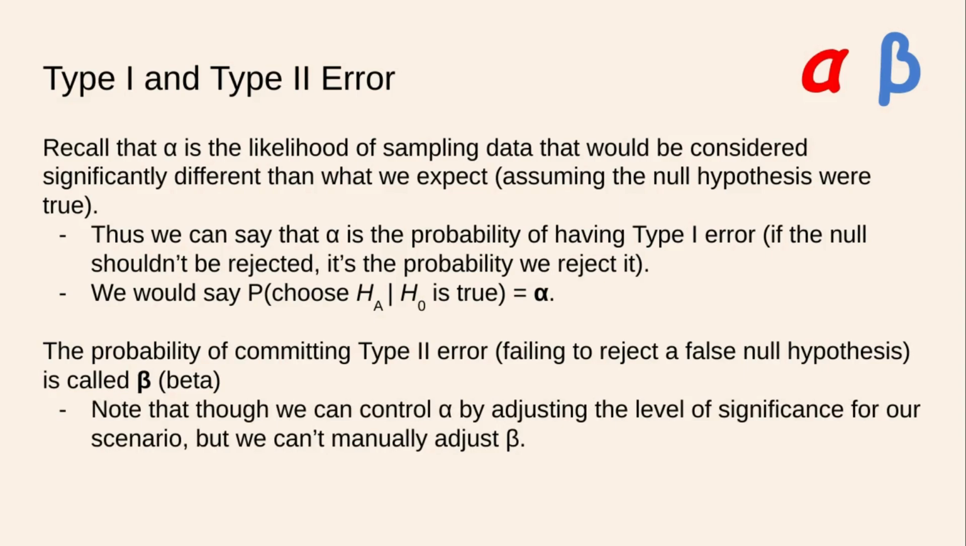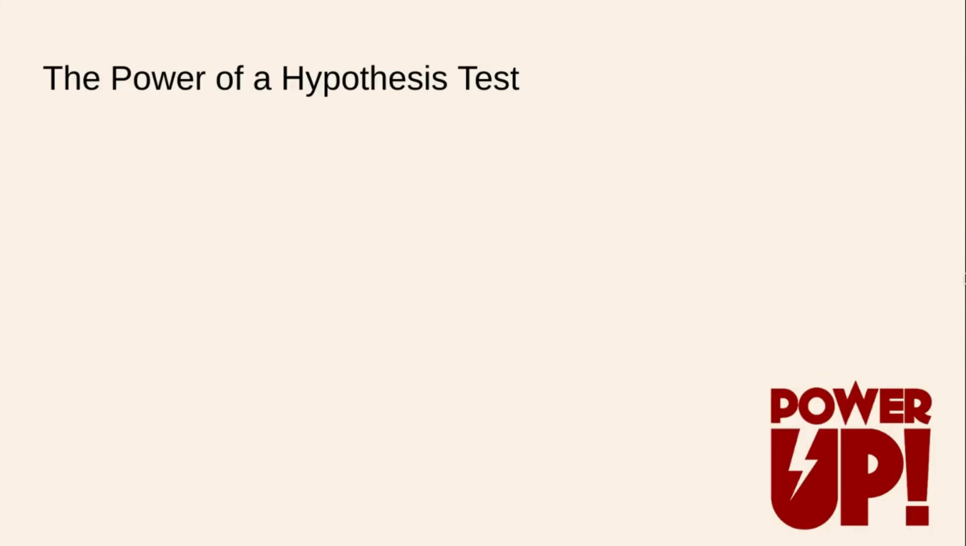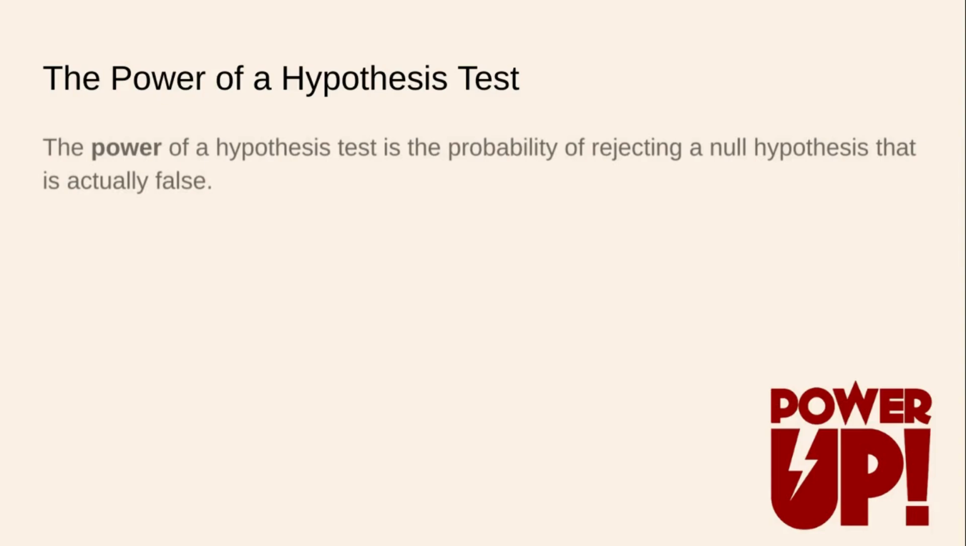And what's interesting about beta and what makes it a bit unique is that though we can control alpha by adjusting the level of significance, we cannot manually adjust beta. We can make alpha any percent we like, usually 10% or below, but we cannot manually adjust beta. But there is something else we'll learn about in this section that is directly related to beta that we can use to calculate beta. And right on cue, we have to talk about the power of a hypothesis test. The power of a hypothesis test is the probability of rejecting a null hypothesis that is actually false.